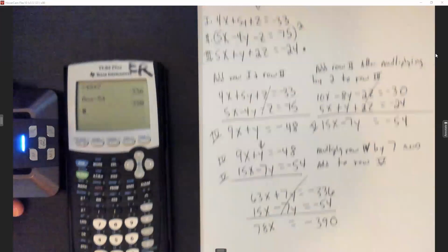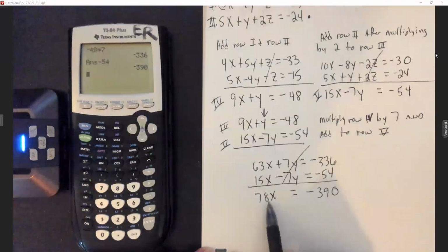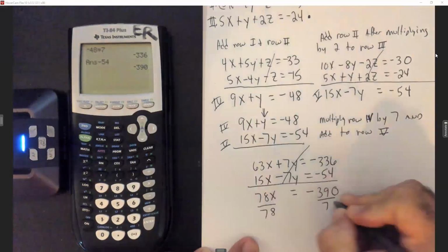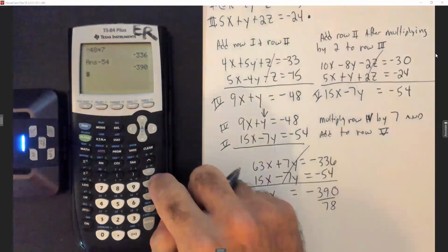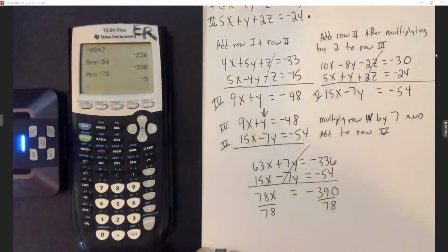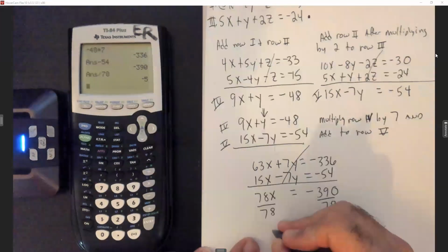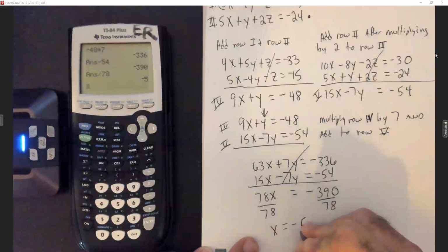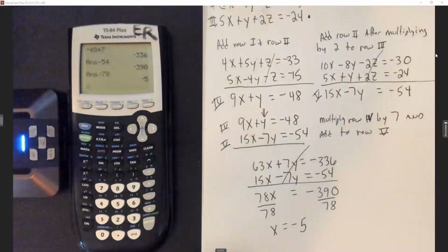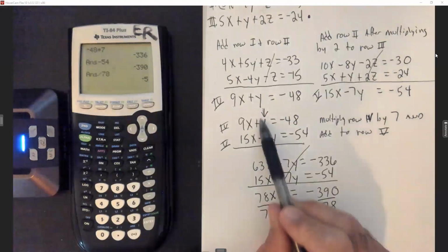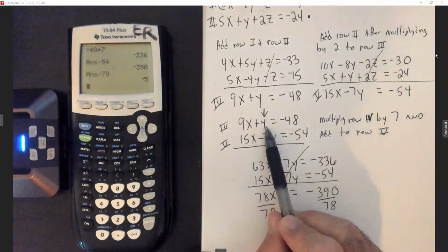Now, I've got one equation with one variable, so I'm going to divide both sides by 78 and see what I get, and I get a negative 5. So x equals negative 5. So now that I know that x is negative 5, I can come up into one of these equations and solve it for the y. So I'm going to back substitute.